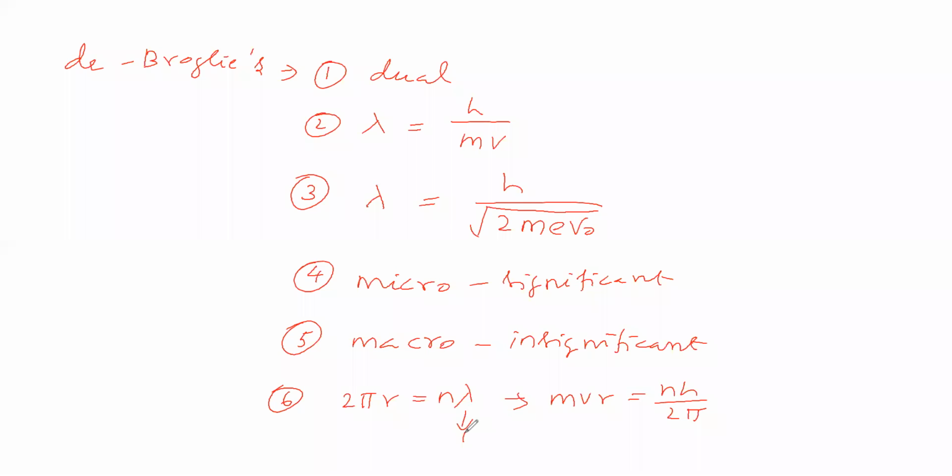From wave nature, we are getting particle nature. That is the meaning. That means electron is having dual nature. That is the meaning for this. Okay, so that is de Broglie's conclusion. Next we will go for Heisenberg.